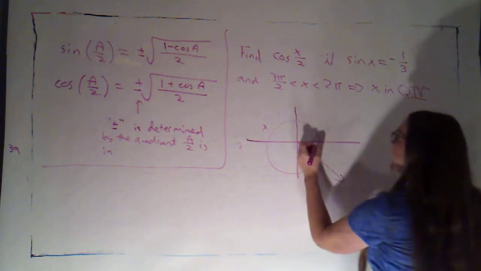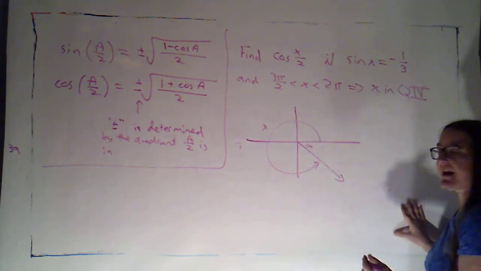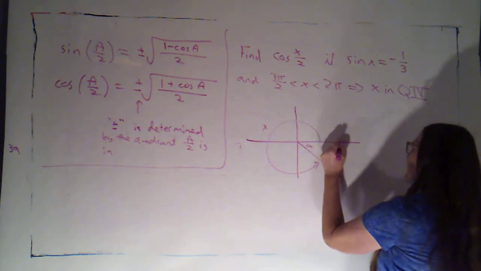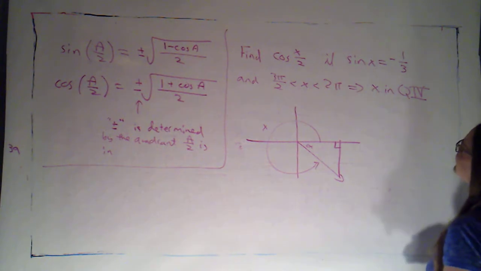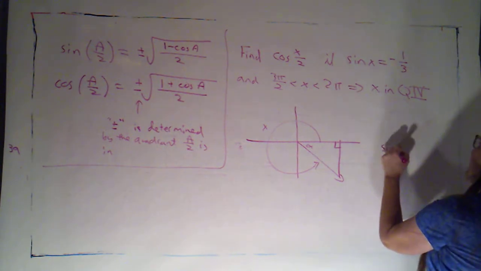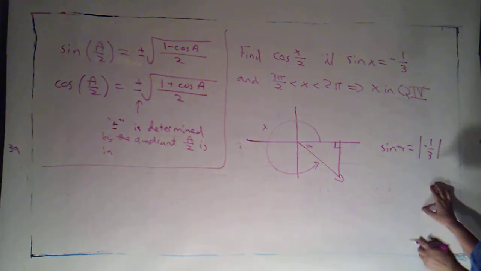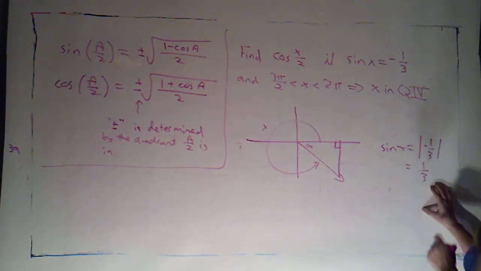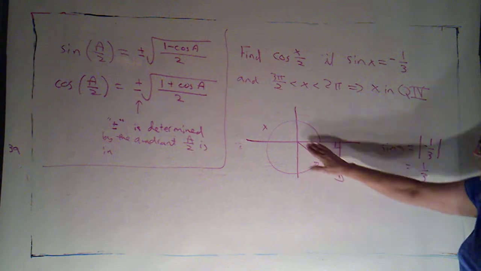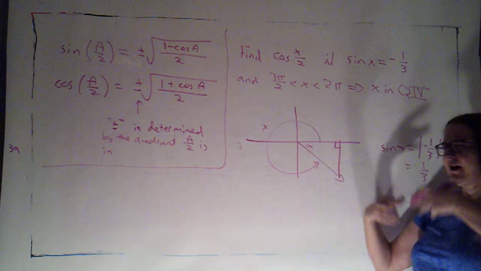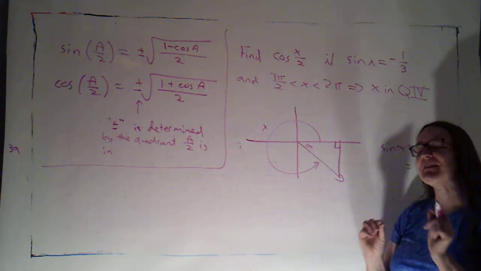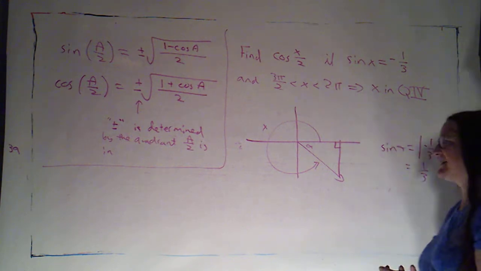Okay, I'm going to let alpha be my reference angle, and I'm going to drop my perpendicular up to the x-axis. I know that sine of alpha will be the absolute value of negative 1/3, which is just positive 1/3. An angle and its reference angle have almost the same sine and cosine, but they can differ in their plus or minus signs.